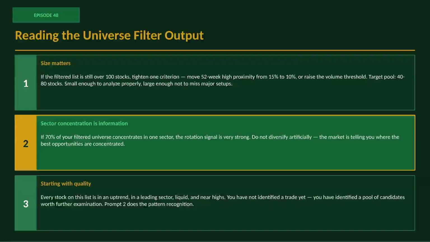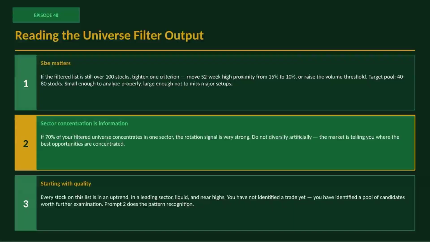Size matters. If the filtered list is still over 100 stocks, tighten one of the criteria. Move the 52-week high proximity from 15 to 10% or raise the volume threshold. The goal is a pool of 40 to 80 stocks, small enough to analyze properly, large enough that you will not miss major setups.